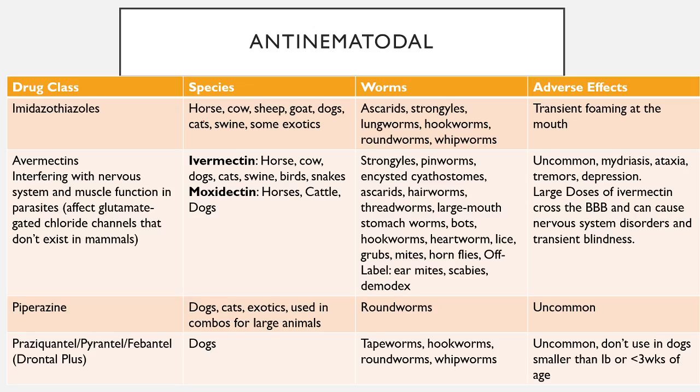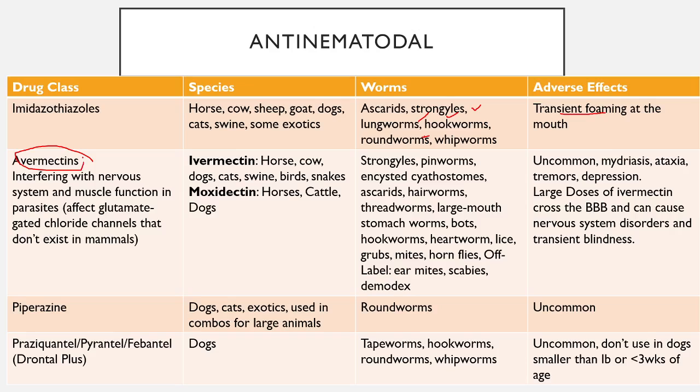Imidazothiazoles. These are used in large animals, dogs, cats, and exotics. They get roundworms: ascarids, strongyles, lungworms, hookworms, and whipworms, which are all roundworms. Adverse effects would be transient foaming at the mouth, usually due to a bitter taste.